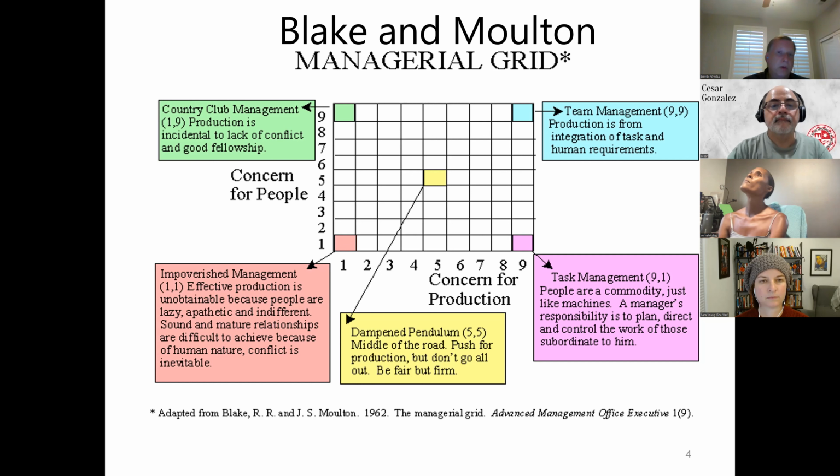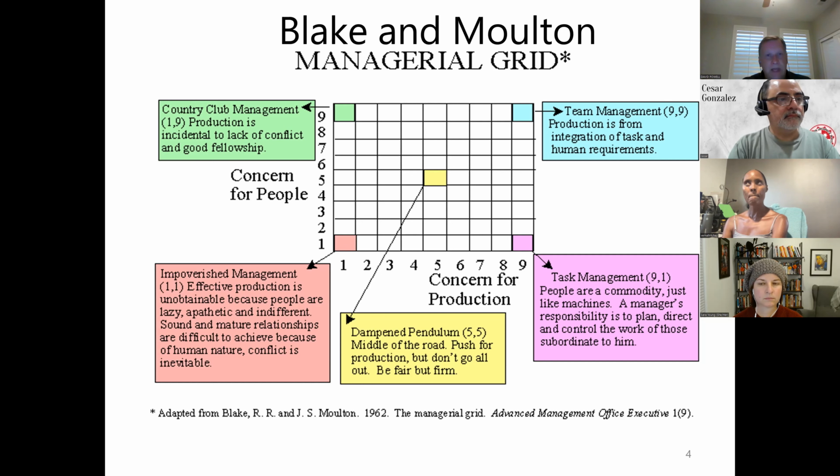Top left-hand corner, you have the green, the country club management. These people are high on concern for relationships, low on concern for productivity. Production is incidental to lack of conflict and good fellowship. That first you have to develop good relationships with yourself and your employees, as well as good relationships between your employees, which will create a lack of conflict, and that will then lead to productivity. But your number one focus is going to be on developing those good supportive relationships with your employees.